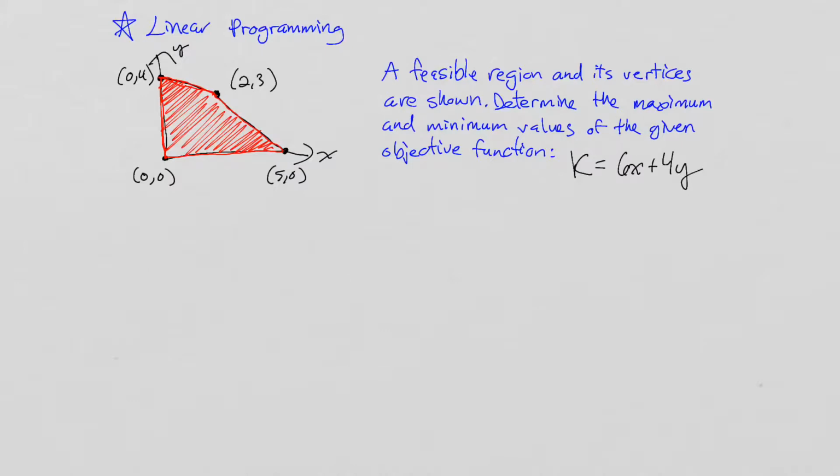We're going to take a look at the vertices, and so we're going to take each of these vertices and plug it into the objective function to see which one is the lowest number and which one is the highest number, and that's basically it. So let's get started. First we're going to test out 0, 0. We're going to put in 0, 4. We're going to put in 2, 3. And 5, 0.